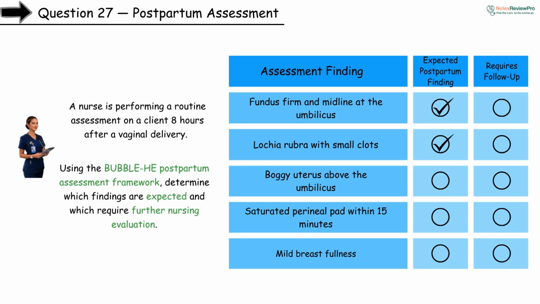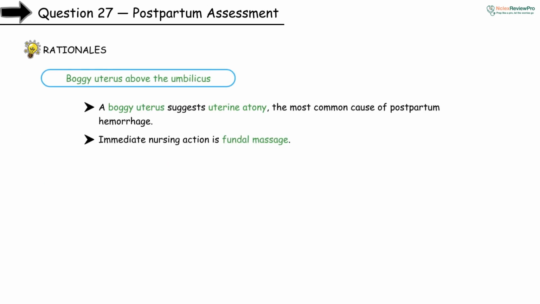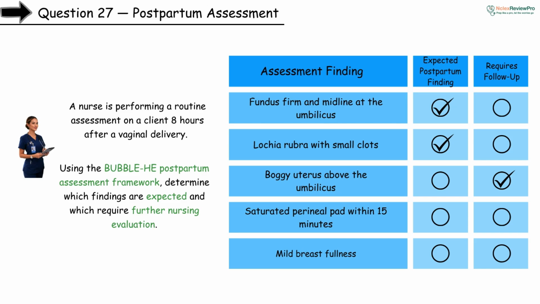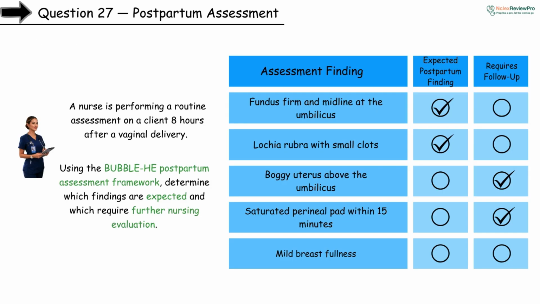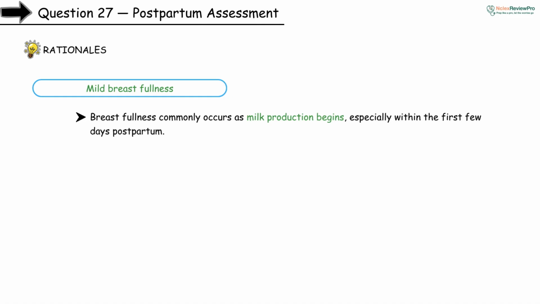Boggy uterus above the umbilicus. This requires follow-up. A boggy uterus indicates uterine atony, which is the most common cause of postpartum hemorrhage. This is a priority finding. Saturated perineal pad within 15 minutes. This also requires follow-up. This indicates excessive bleeding and possible hemorrhage. This is not normal and requires immediate intervention. Mild breast fullness. This is expected. Breast fullness occurs as milk production begins in the early postpartum period.